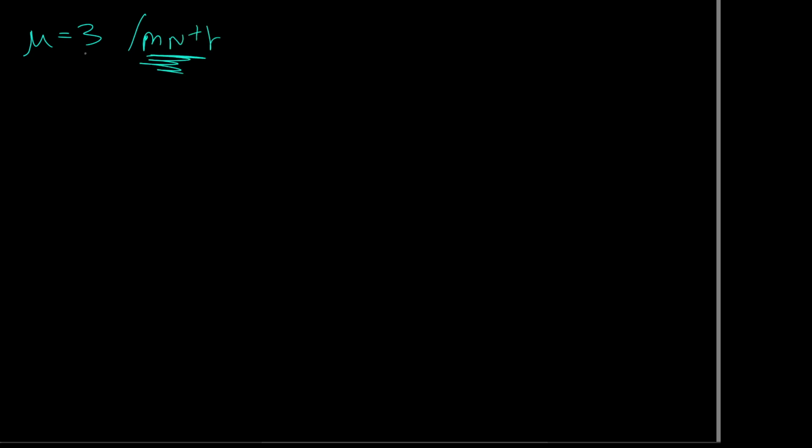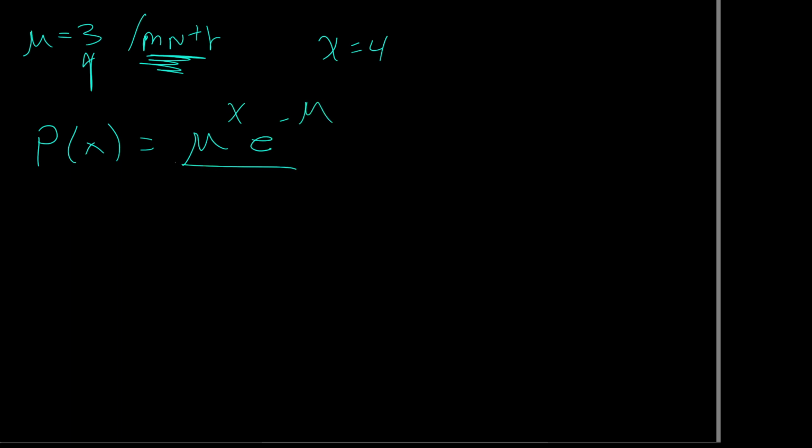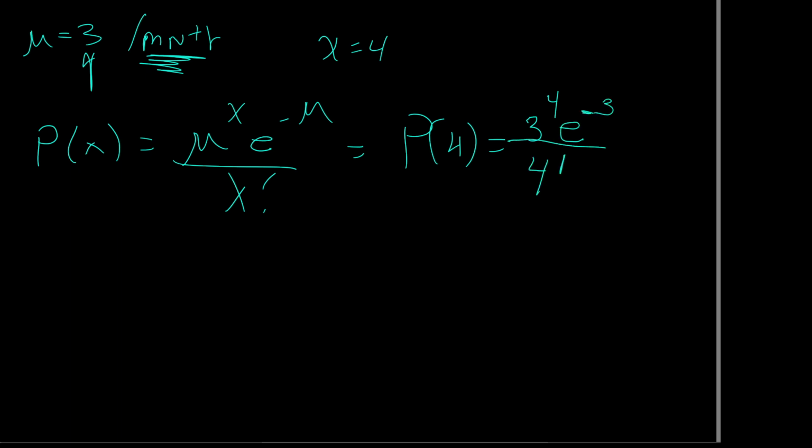So we have our interval in time and the number of things. And so we want to know what is the probability in a certain month that there will be 4. And so we're going to take our Poisson distribution, mu to the x, e to the negative mu, over x factorial, and we're going to say what's the probability that there are 4 in a month. And so we take 3 to the 4th, e to the negative 3, over 4 factorial.